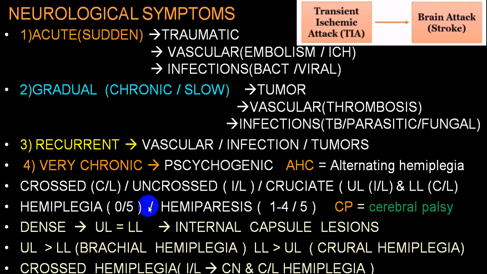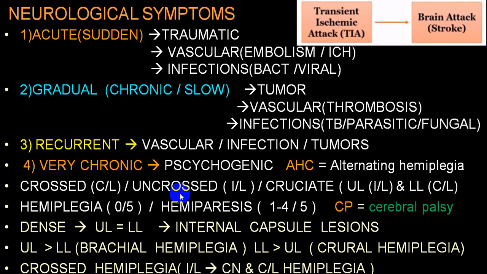So I'll just mention a few of those. If you get a crossed hemiplegia, that is contralateral, there will be damage to the right side cerebral hemisphere or subcortical region or right side, say, internal capsule. You will have left side hemiplegia. So that is called crossed hemiplegia or contralateral hemiplegia.